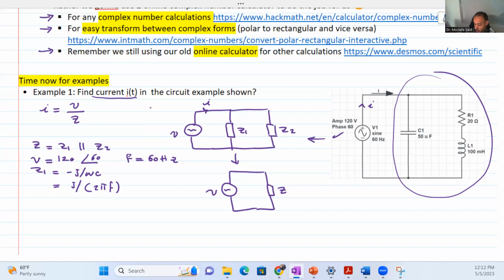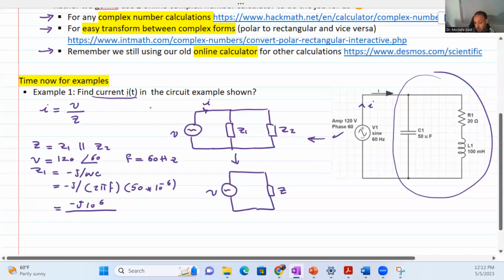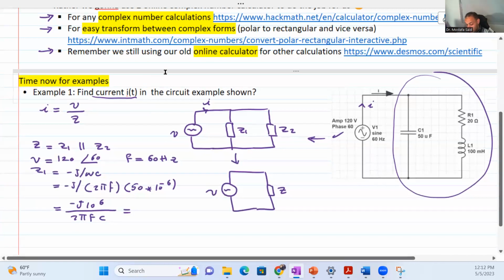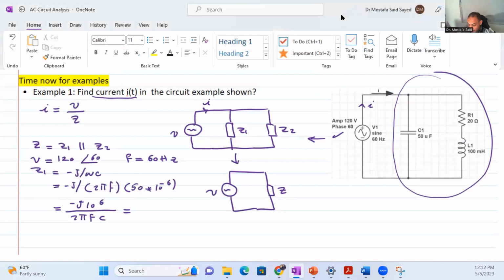So omega is known. And what is the capacitance? C is 50 micro, so 50 multiplied by 10 to the power of minus 6. So we can rewrite this as minus J, 10 to the power of 6, because the minus 6 in the denominator can go as a 6 in the numerator, over 2 pi FC. So let's calculate that. We can go to our online calculator here.